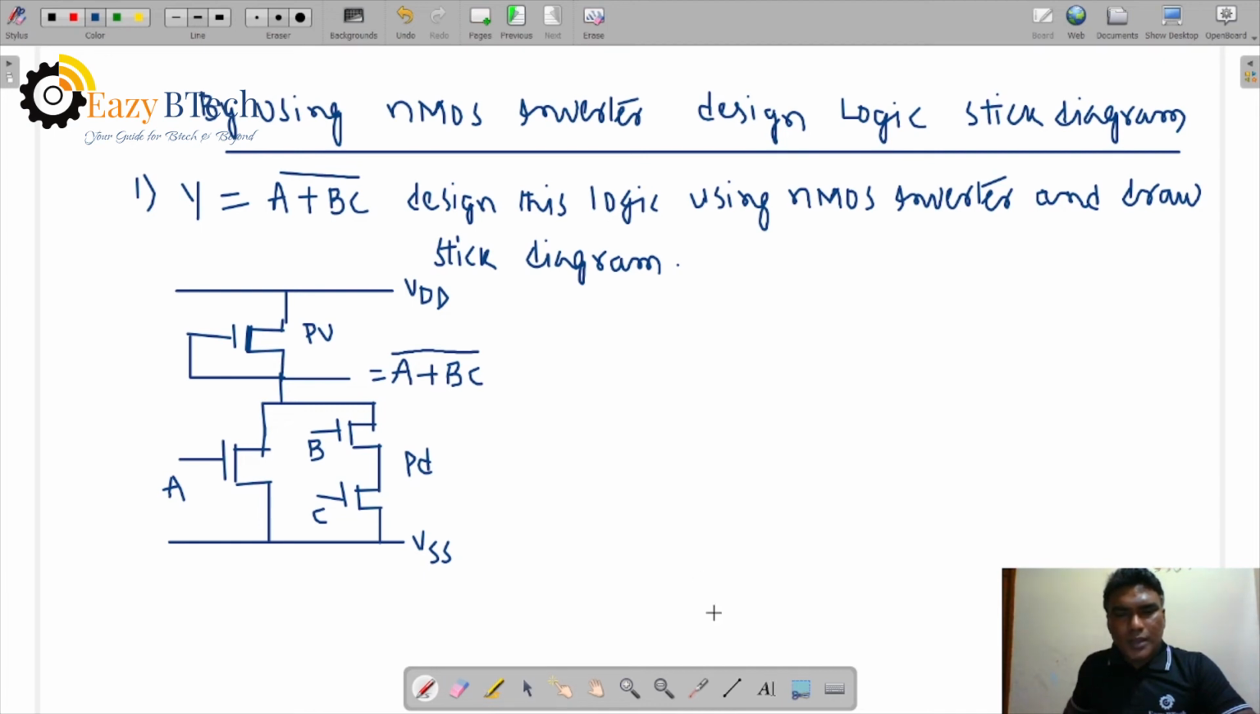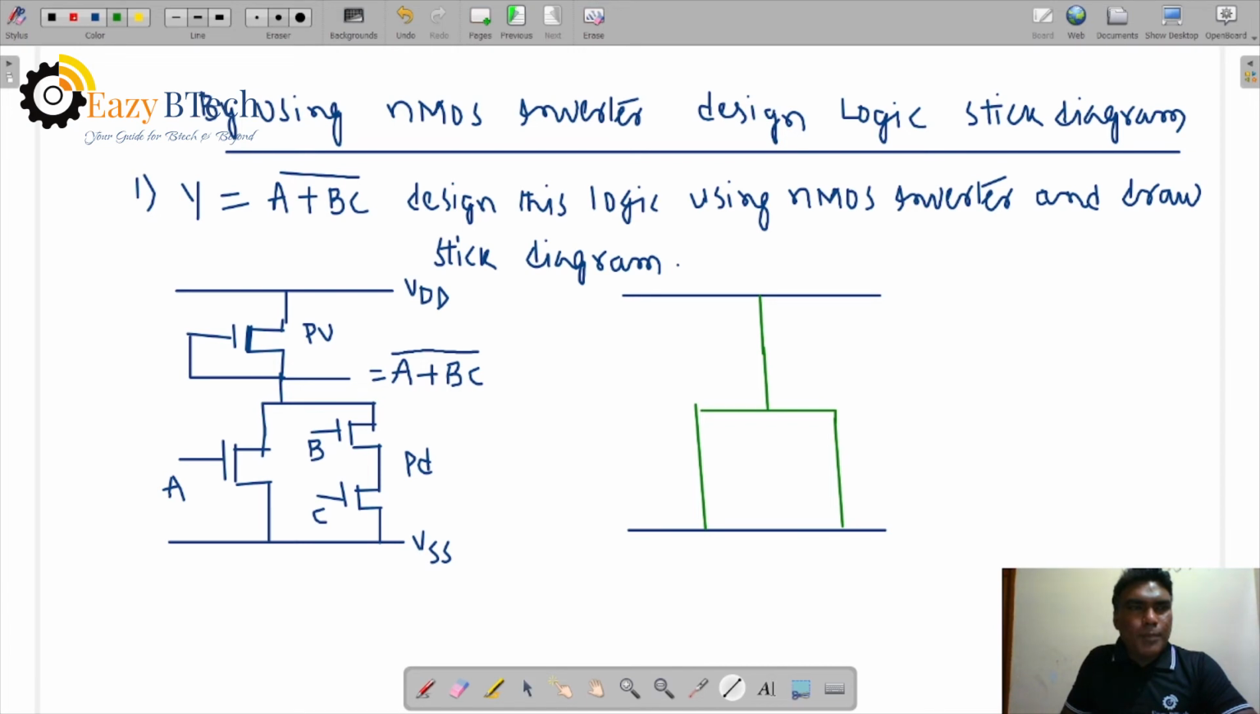Now let us draw the stick diagram for this logic where NMOS transistors are designed by using the NMOS inverter. NMOS inverter means a depletion mode transistor and enhancement mode transistors, the pull up and pull down transistors. Let us take green color over here, one green over here, another green over here. We can interconnect them. Both terminals are the same, so we take the same color and interconnect from here to here.